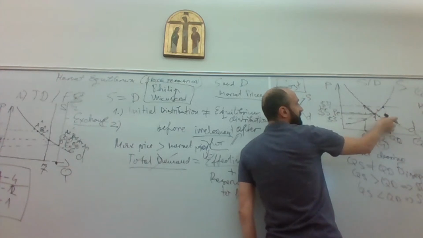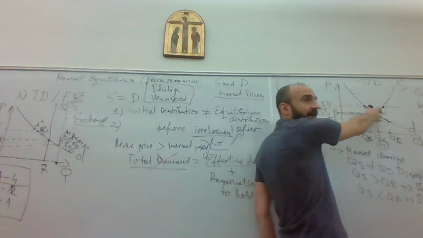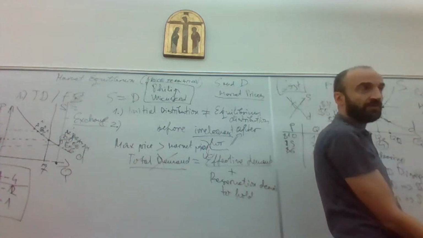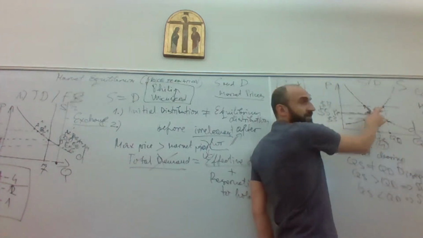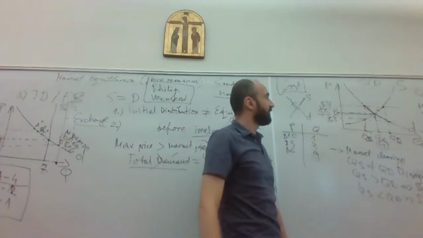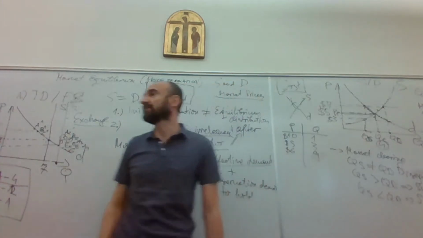This part of the demand is eliminated because people don't buy because the price is higher. Price goes up, demand goes down, and the supply increases. So this is called market clearing.